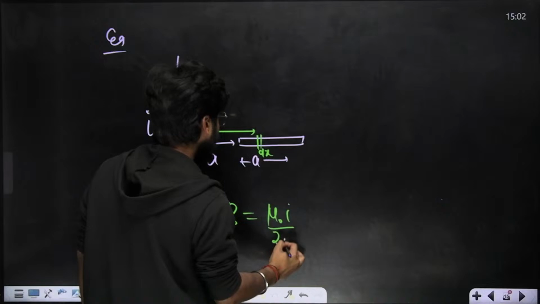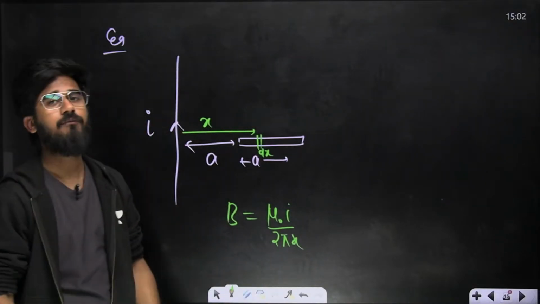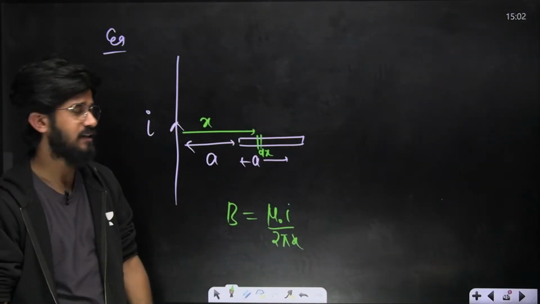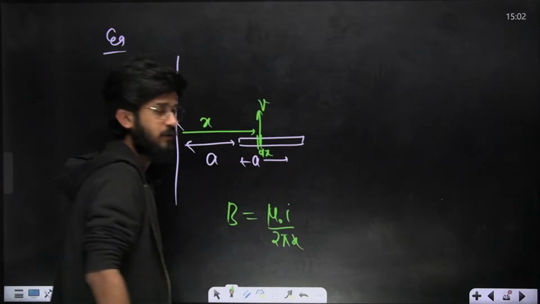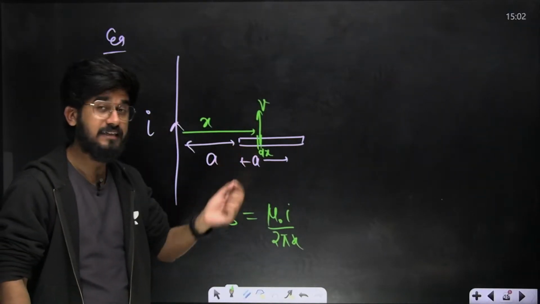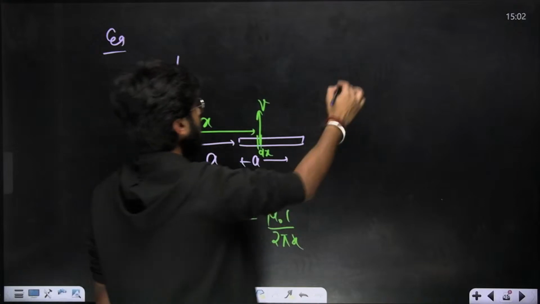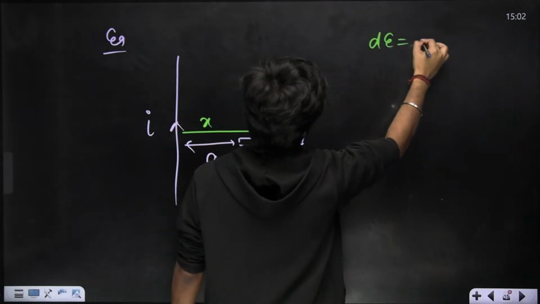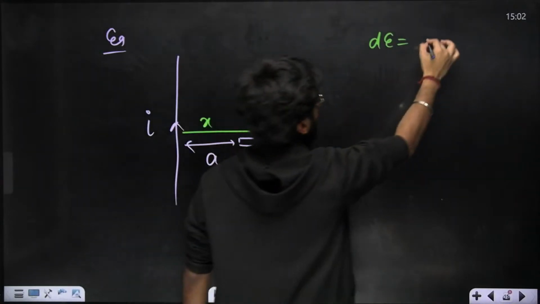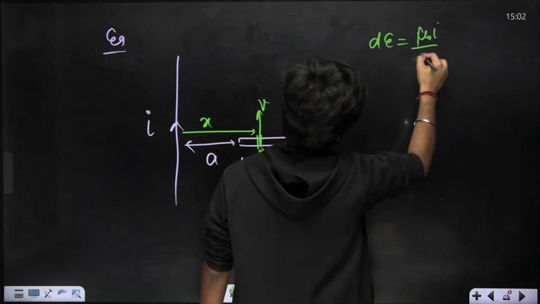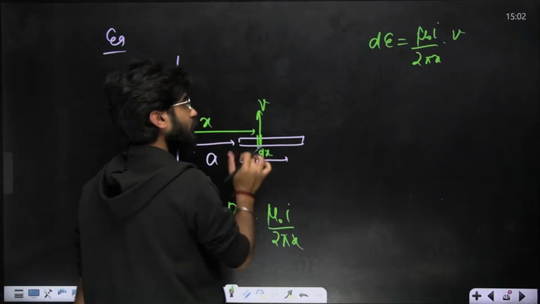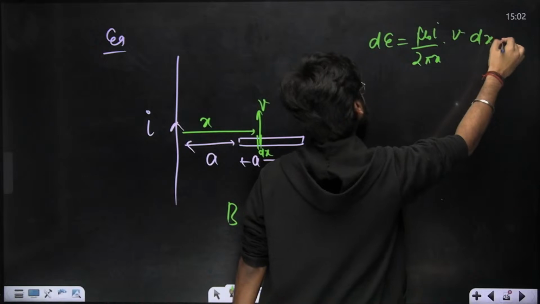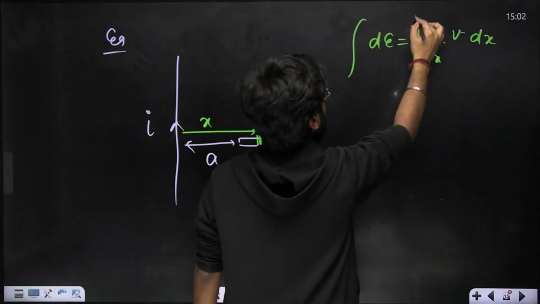by 2 pi x. Now we have to write the motional EMF. This is moving with velocity v, so we can write the small motional EMF dE equals what? The formula is BVL. B is mu naught I divided by 2 pi x, into velocity v, and the length of the element is dx. So just integrate it. Now the problem is solved.